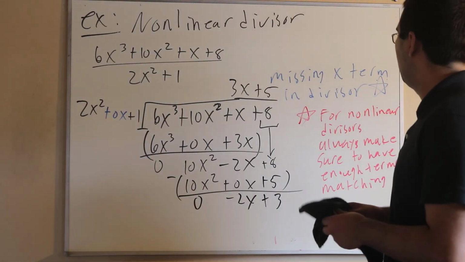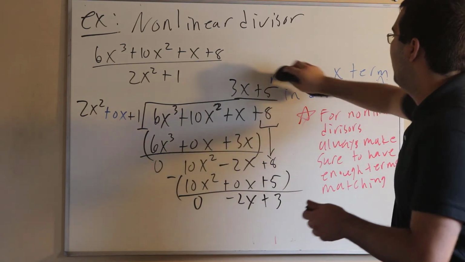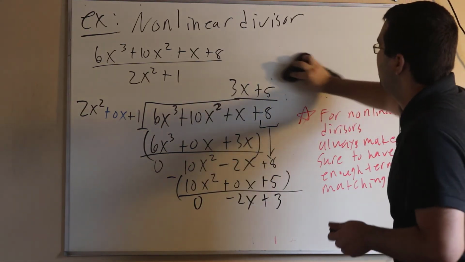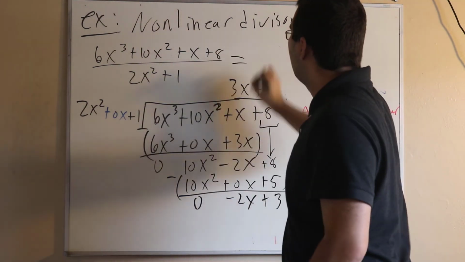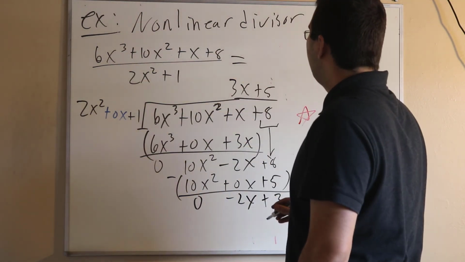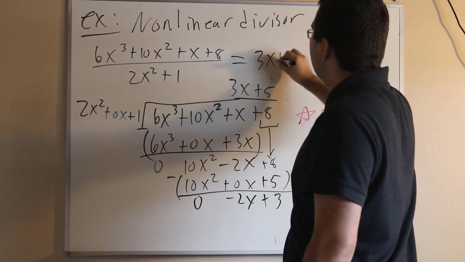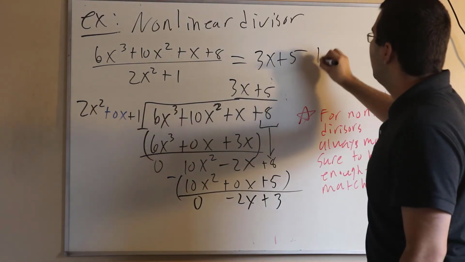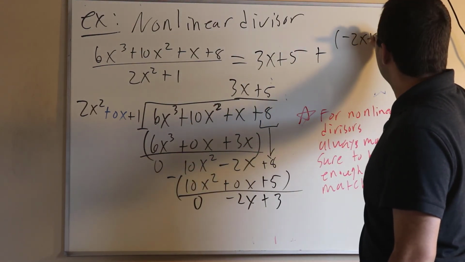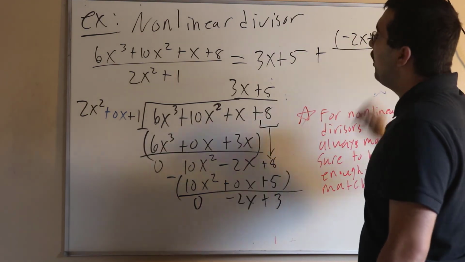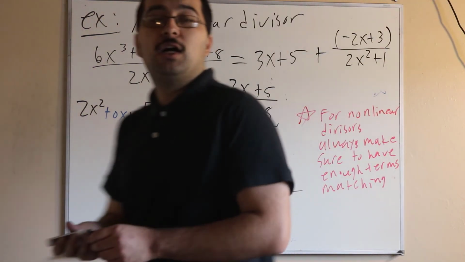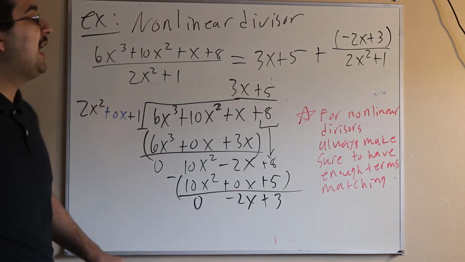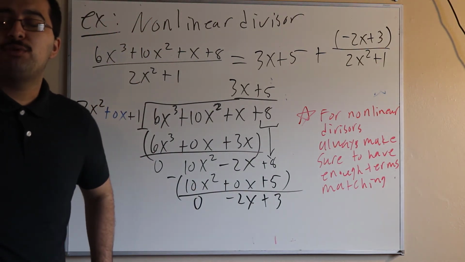So, I'm going to go ahead and erase this little blue note because it just might get in the way. So that means our final answer is that this division equals 3x plus 5 plus minus 2x plus 3 all divided by 2x squared plus 1. So my quotient is 3x plus 5 and my remainder is minus 2x plus 3.